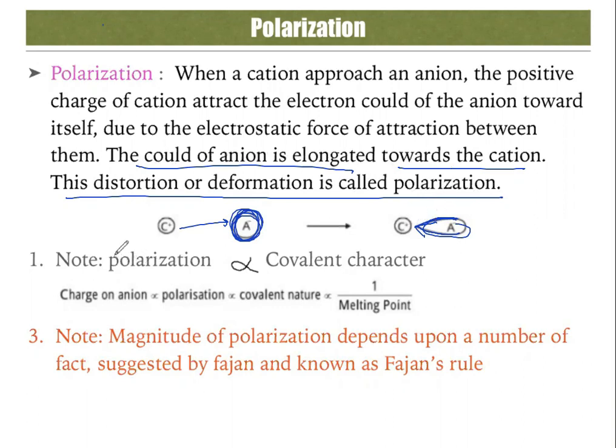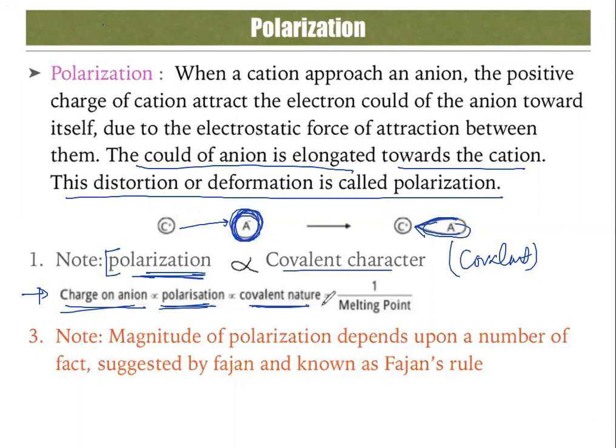Next, polarization is directly proportional to the covalent character. That means if a compound has more polarization, that compound is more covalent. Next, you have to remember this point: charge on the anion. If more charge on the anion is present, that is directly proportional to the polarization. And the more the polarization, the more the covalent nature. And more covalent nature is inversely proportional to the melting point. Generally, covalent compounds have a low melting point, right?